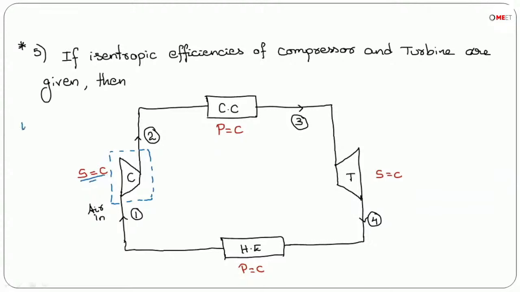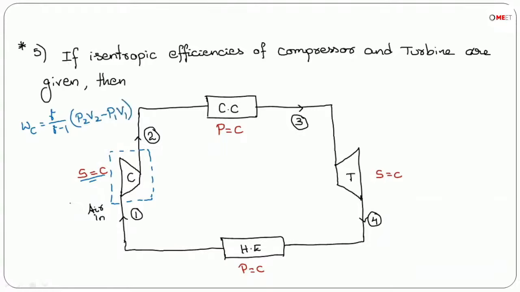When we consider an open system and the process is isentropic compression, the work input that is required for compression can be written as gamma by gamma minus 1 into P2 V2 minus P1 V1. So this is the work required for compression.